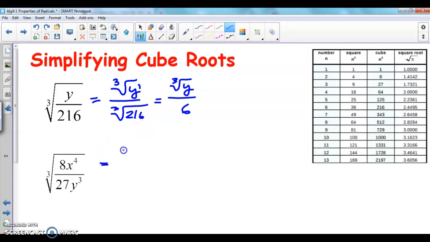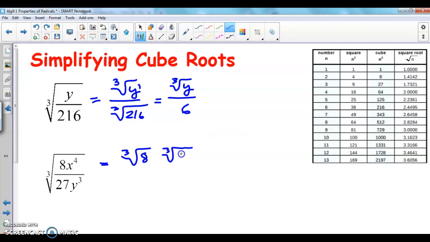Let's do this. Start with the 8. So cube root of 8. And then cube root of x to the... So what's the number here? What's the exponent that's divisible by 3? 3, right? Break it down into 3 and 1.